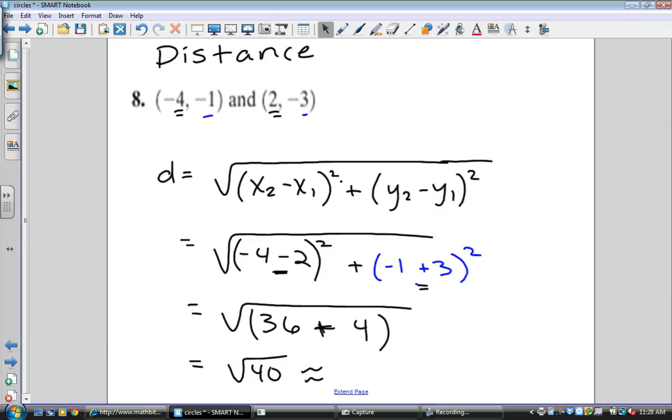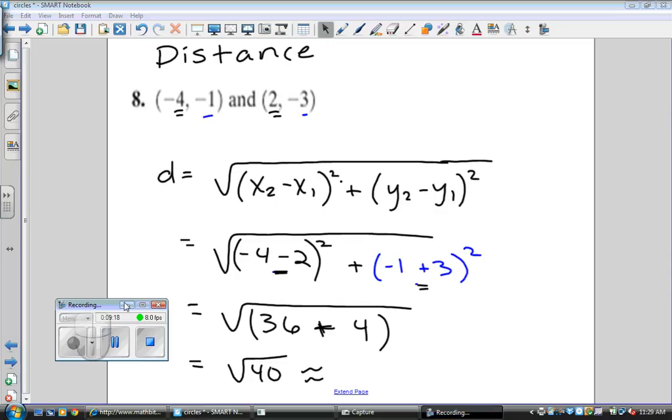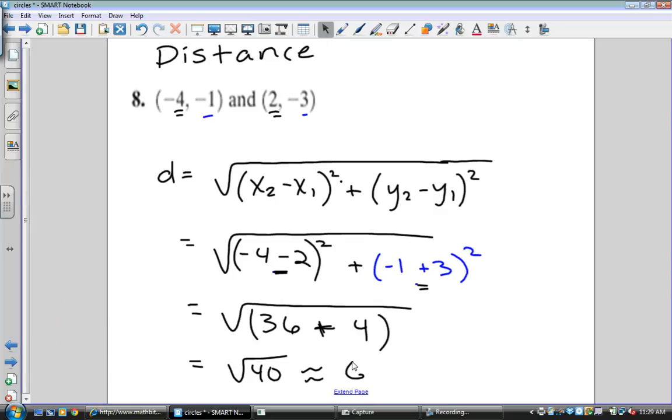So the square root of 40, I can't find my calculator. All right, 6.32 is what it really is there. Okay. All right, now we're going to see an application here. We're going to use this in helping us write the equation of a circle later.